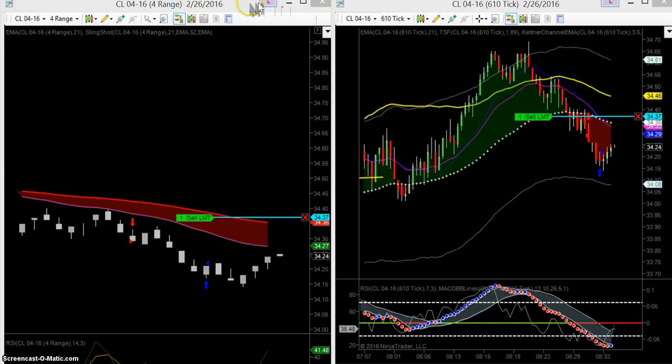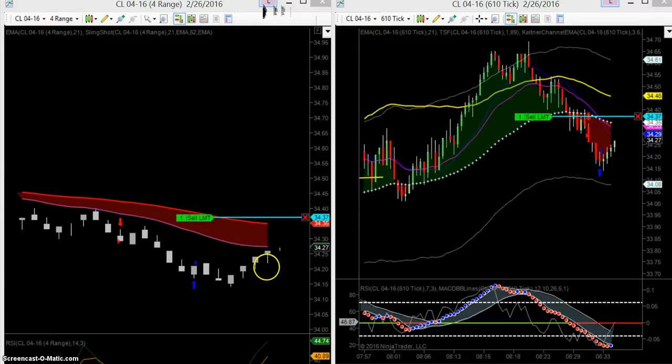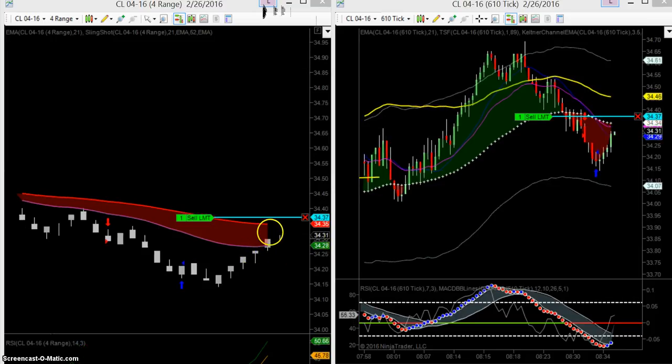I was speaking to my friend Laurent, and we had a discussion about range bars. I remembered back in the day when I was trading range bars, so I wanted to do a video kind of highlighting range bars. On my left chart, what we're looking at is a four range chart. These bars print a bar every time the price moves out above four ticks.